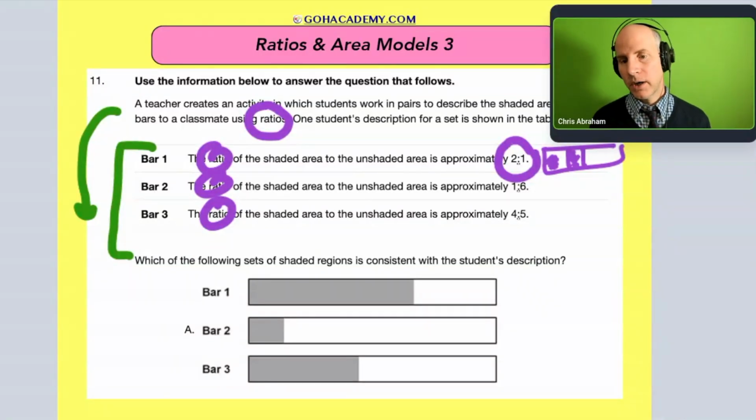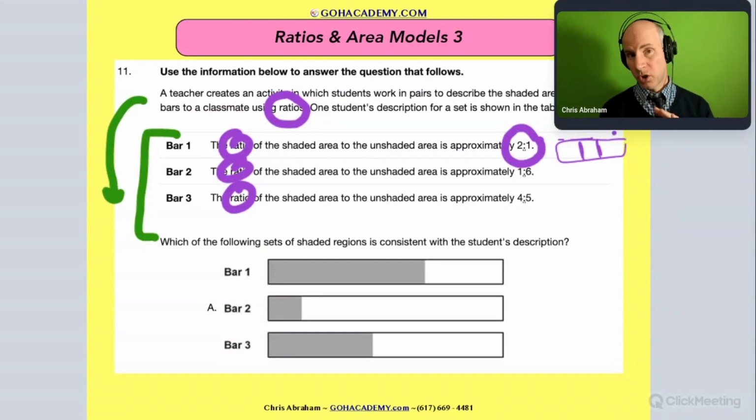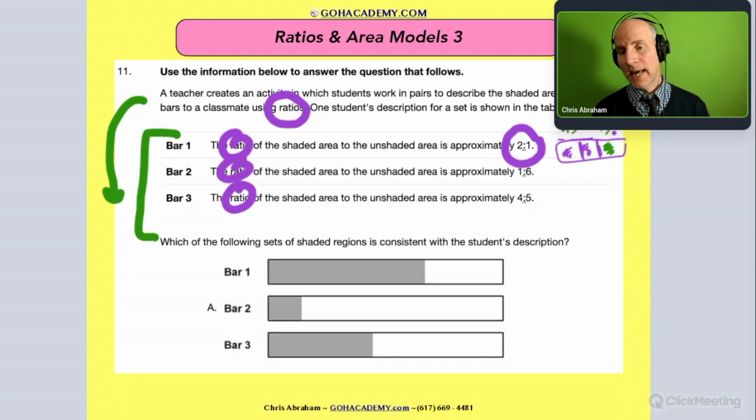So we could draw an area model that looks something like this. We're going to cut this up into thirds because there are 3 total students, right? Out of the 3 total students, 2 of them are boys for every 1 girl. So we could say that there's 2 to 1 boys, or we could write this as 2 out of 3 kids are boys, 1 out of 3 kids are girls, right?